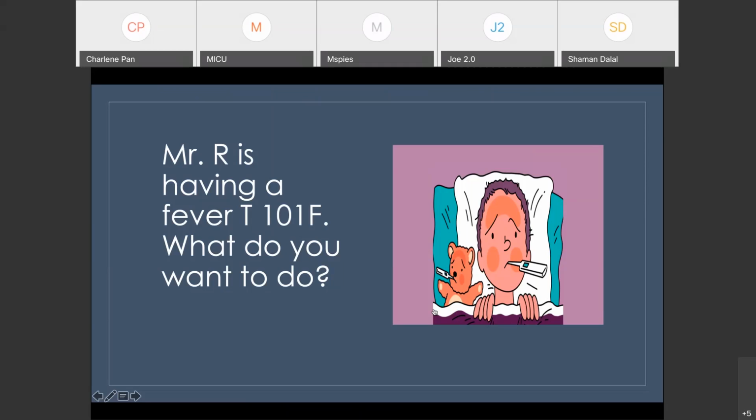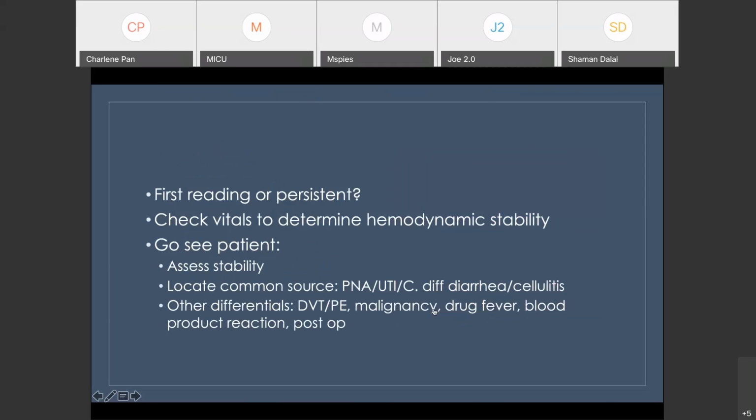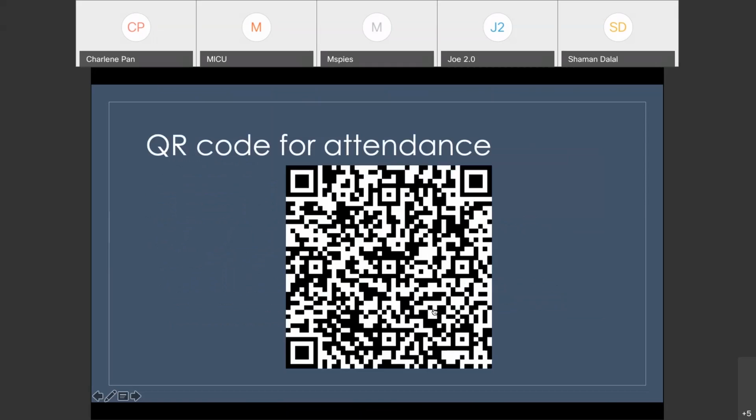Anything you want to add? I agree. Oh, QR code again. I guess everyone should have that by now. If you have done it in the beginning, you're good. Yeah, you only have to do it once.